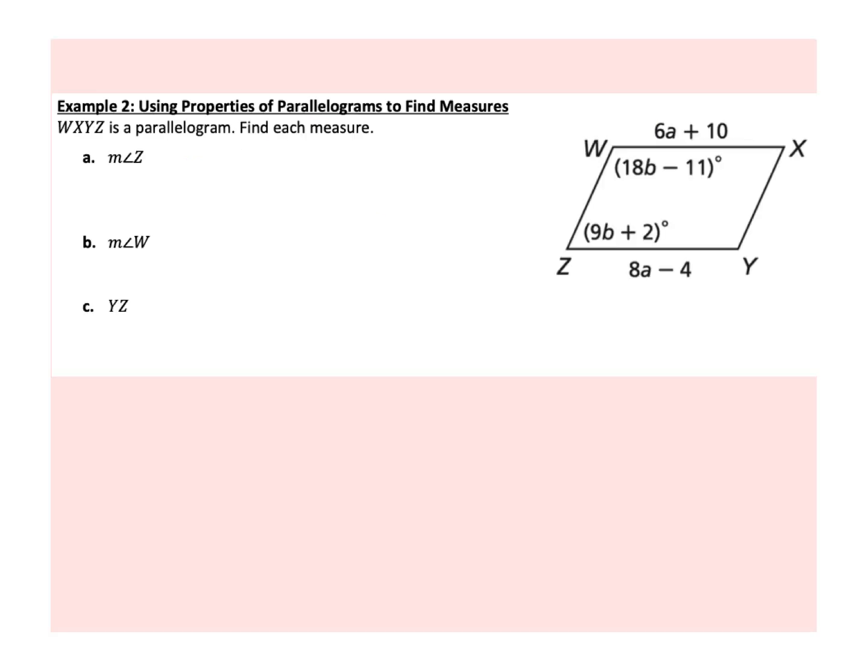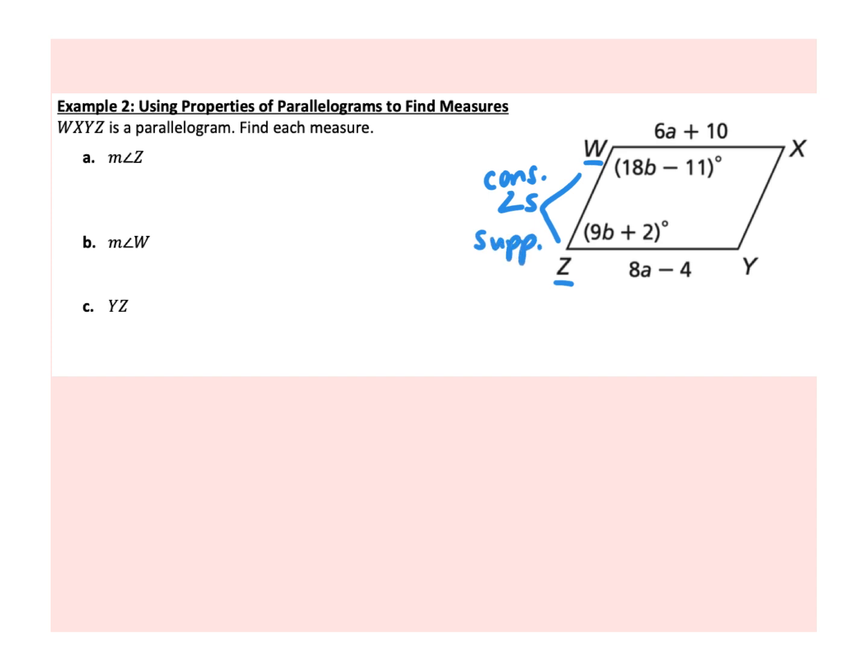The next type of example that we're going to be looking at here in our notes is using properties of parallelograms to find measures. We're told that WXYZ is a parallelogram, so we can use all 4 properties that we discussed at the beginning of this lesson video. To find the measure of angle Z and the measure of angle W, we're probably first going to need to find B. Notice that these 2 angles, W and Z, are consecutive angles, and consecutive angles are supplementary.